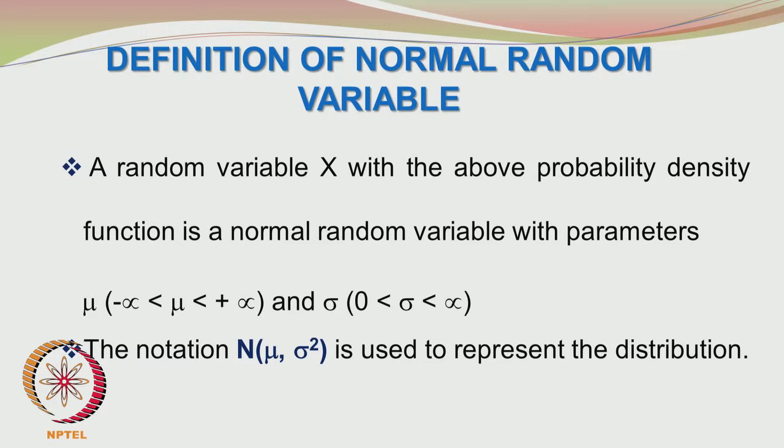Now, we will define the normal random variable. A random variable x with the above probability density function is a normal random variable with parameters mu and sigma. The parameter values may range from minus infinity to plus infinity for the case of the mean, and in the case of the standard deviation, it may vary between 0 to infinity. This is an important point. Many of us intuitively believe the mean value of a distribution should be only positive. It need not be the case.